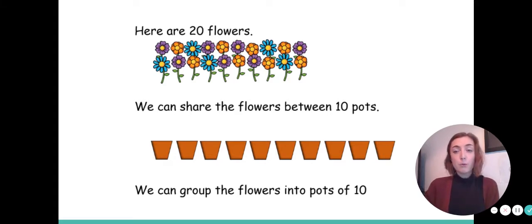So I would like you to pause, maybe go and get 20 small objects, share them between 10, and then group them into groups of 10, and see if you can come up with 2 number sentences for that. Pause now. Let's see how you got on.